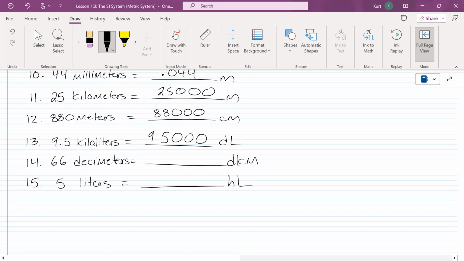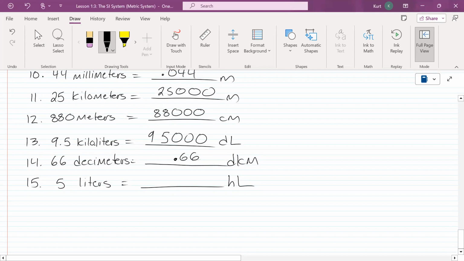66 decimeters to decameters. All right. This should be a total of 2 shifts. You're going bigger, so it should be 0.066 from decimeters to decameters. Did I do that wrong? You're right. 0.66. My fault.